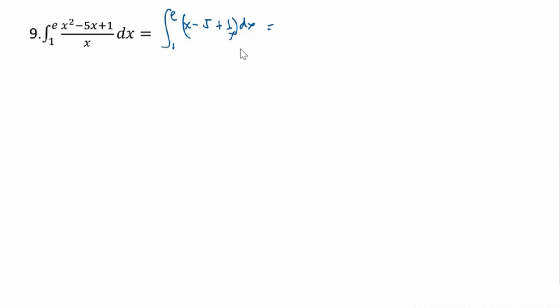Now let's take the integration of the first term. We have x squared over 2 minus 5x plus the integral of 1 over x dx will give us ln of the absolute value of x, or just write ln of x, and this will be evaluated from 1 to e. So by substitution, start now with the upper limit, or the f of b minus f of a, by virtue of the fundamental theorem of calculus.